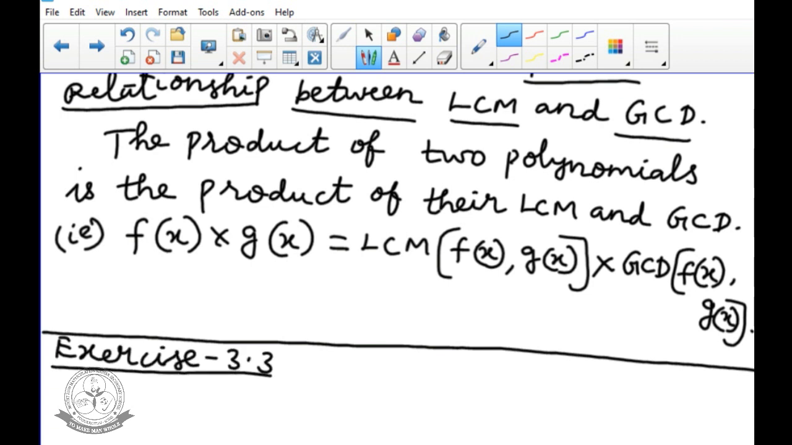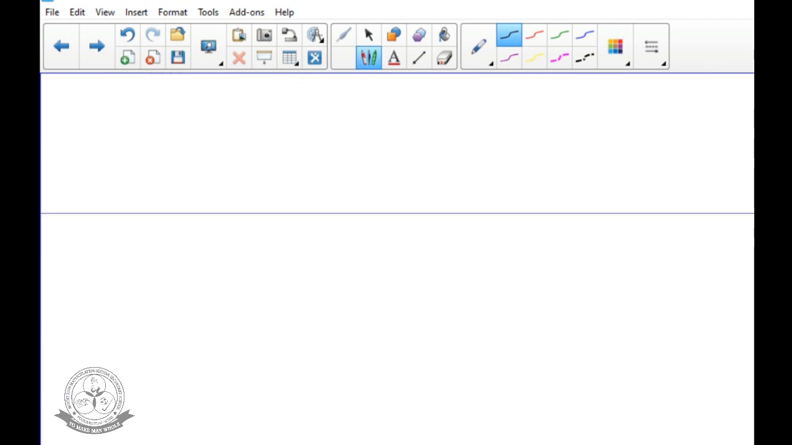Exercise 3.3, the first one: find the LCM and GCD for the following and verify that f of x into g of x equal to LCM into GCD. So in this sum we have to do two steps. First we have to find the LCM and GCD, then we have to verify that f of x into g of x equal to LCM into GCD.